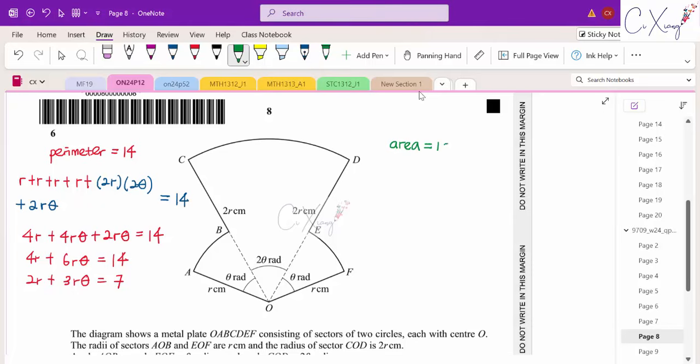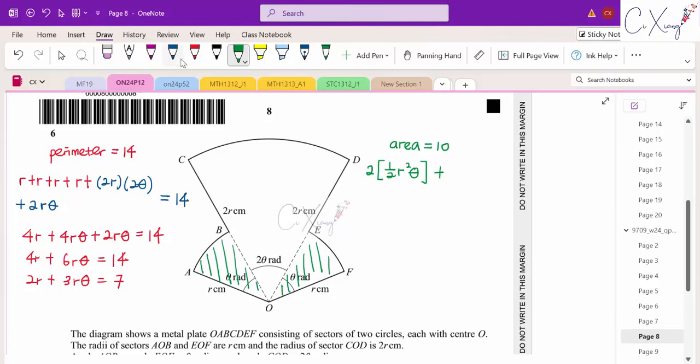To get the area for the sector, you have the area AOB and also the area EOF, which are the same. The general formula will be half r square theta, right? So I have 2 times half r square theta. 2 times because these two sectors are the same. So for one sector, it is half r square theta.